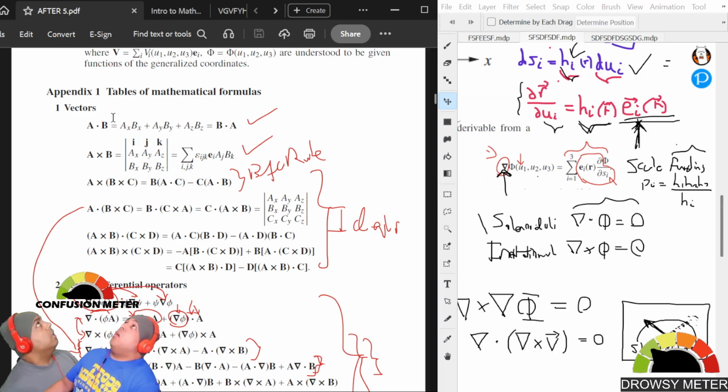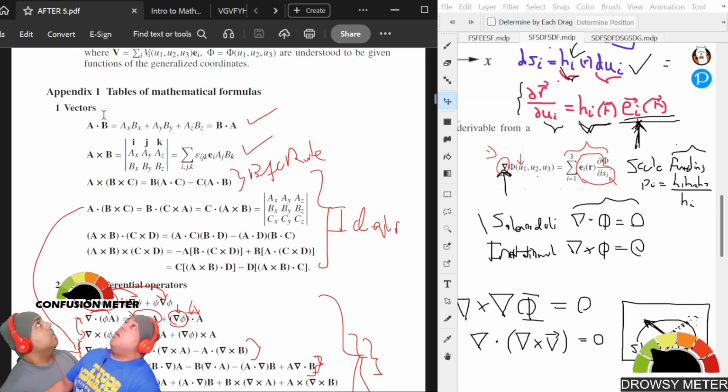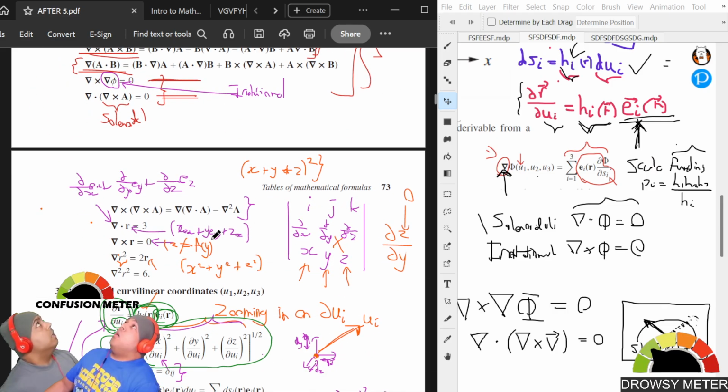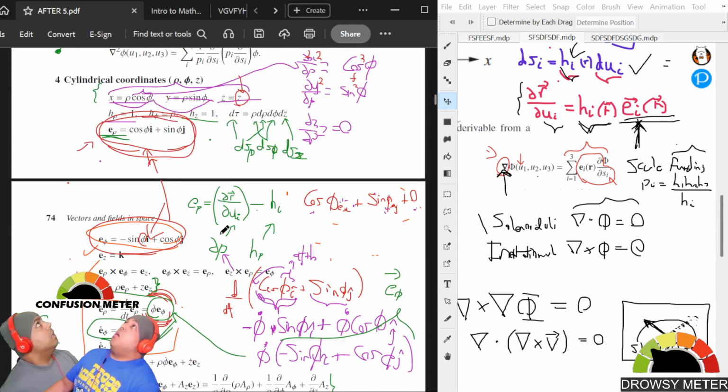Okay, we're moving on to chapter 2, but maybe I'll spend a minute just looking at this. Draw a different color, green. We have dot product, cross product. All of these are identities, the BAC rule. Vector differential operators. Yeah, we know how to do this. We know how to do like everything. And if we forget, we'll just come back here anyways.